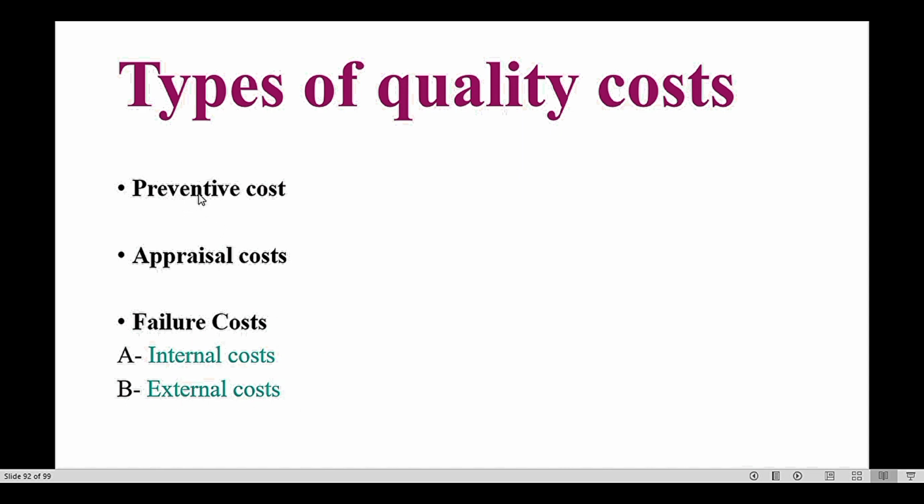Preventive cost is very important, and appraisal costs are very important. These costs cannot be avoided. If the company invests in these costs, if the company bears these costs, the company can reduce the failure cost. This cost, failure cost, is very dangerous. It is internal and external. So this cost should be avoided as much as possible. The company can reduce this cost by investing or by working on preventive cost and appraisal cost. Preventive cost and appraisal cost cannot be zero. There should be some figures, some percentage of these costs, to avoid the failure costs.